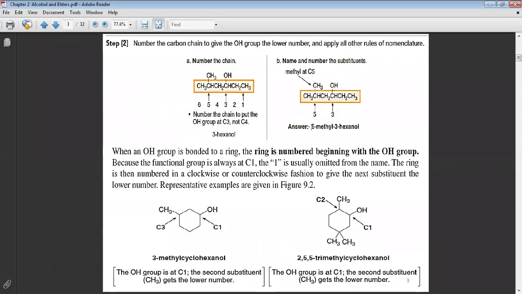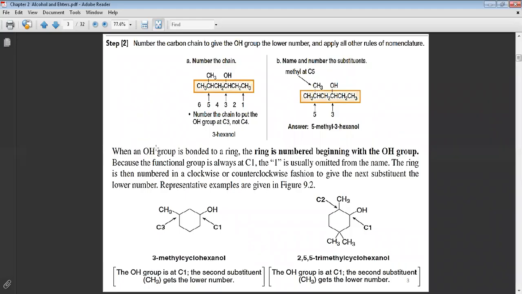Now, look, 5-methyl, we have here on the carbon number 5 a methyl. 3-hexanol. What is this number 3? The number 3 refers to the position of the -ol. Where is the -ol? At carbon number 3. That means in 3-hexanol, the OH group is on carbon number 3. Okay, I hope it is clear. If you have a question, you can ask me.